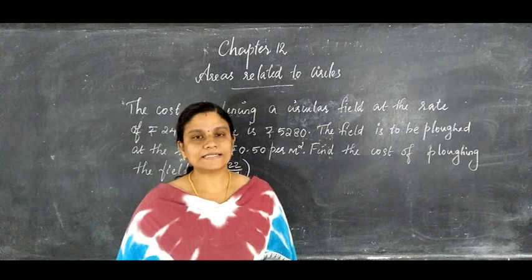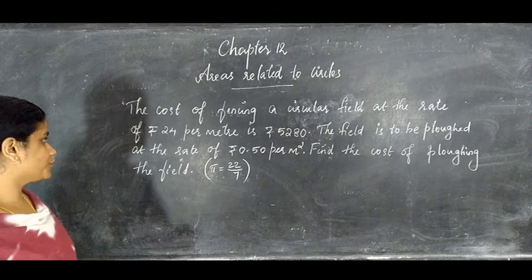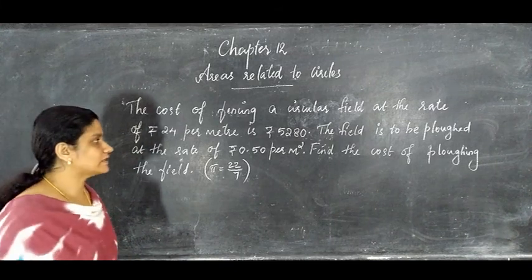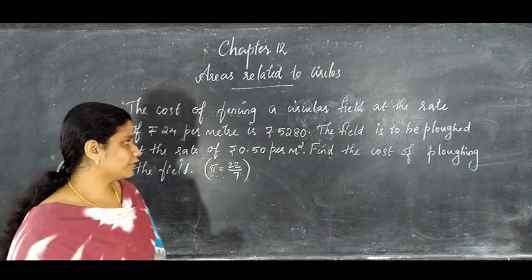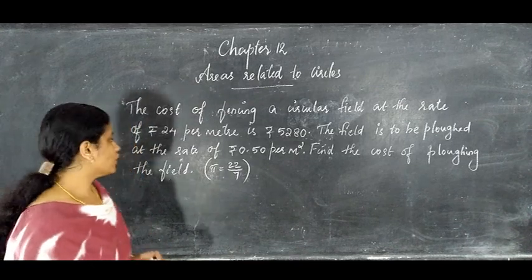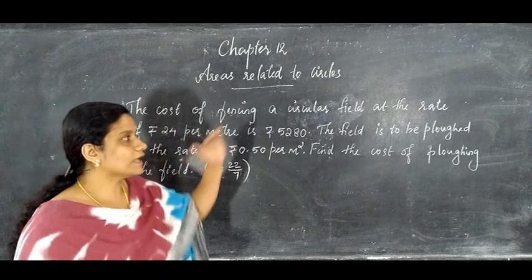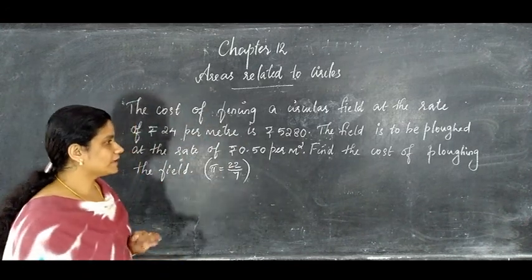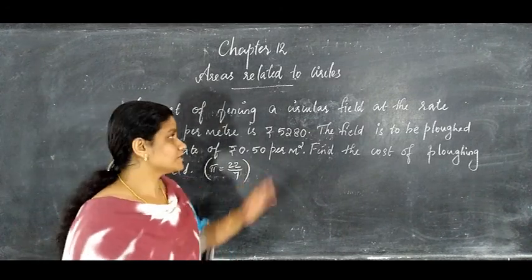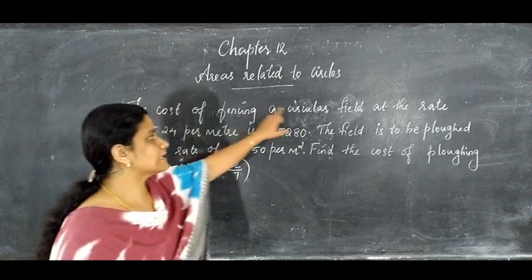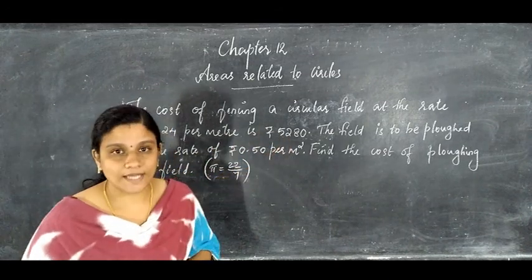Now let us see a question. The cost of fencing a circular field at the rate of rupees 24 per meter is rupees 5,280. The field is to be plowed at the rate of rupees 0.50 per meter square. Find the cost of plowing the field. So here it is a circular field, and we have to find the cost of plowing the field. For that they have given us some conditions. What is the first condition? The cost of fencing a circular field at the rate of rupees 24 per meter is rupees 5,280.